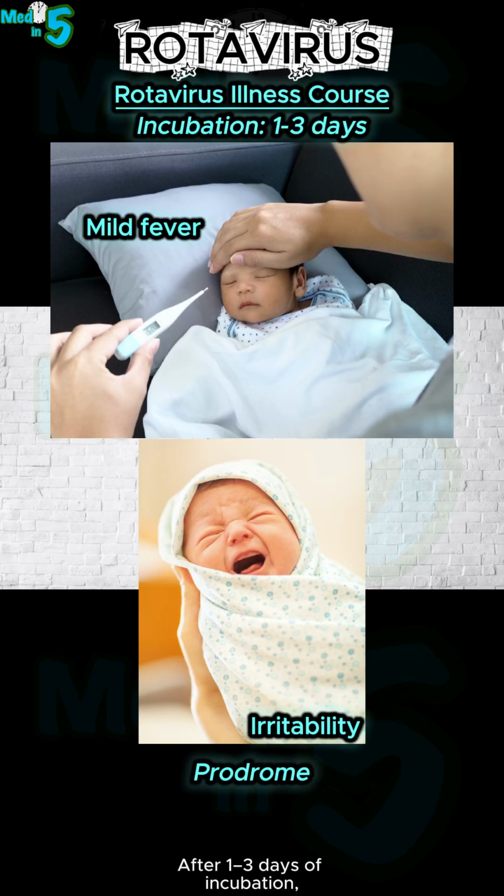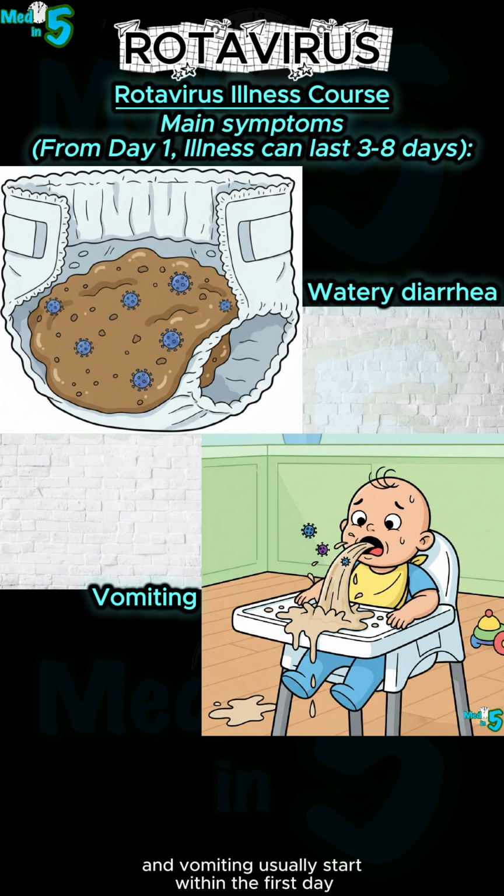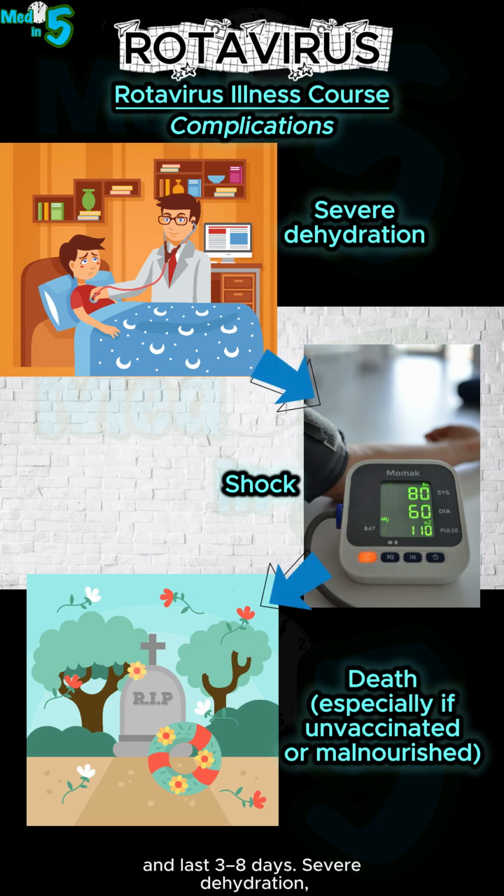After 1 to 3 days of incubation, mild fever and irritability appear. Watery diarrhea and vomiting usually start within the first day and last 3 to 8 days. Severe dehydration, potentially leading to shock and death, can occur in infants and young children, especially if unvaccinated or malnourished.